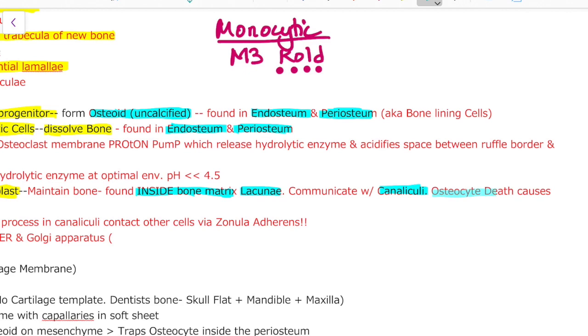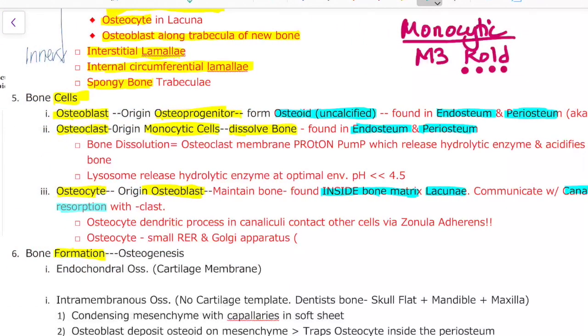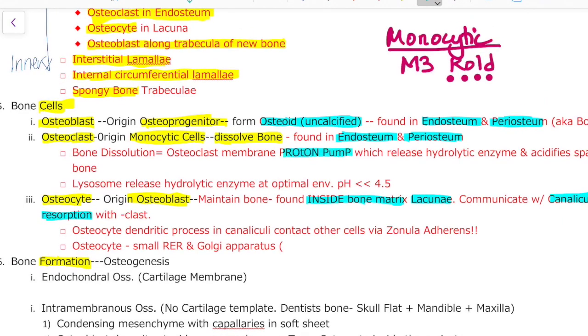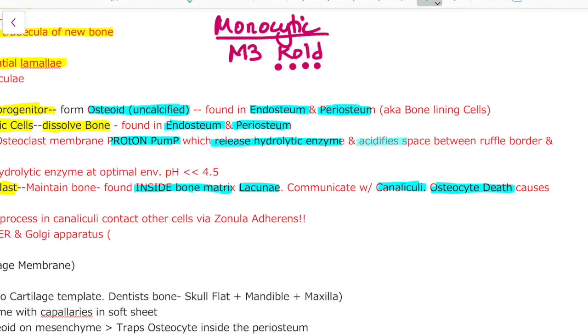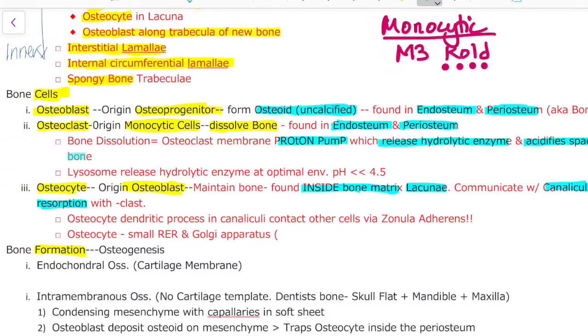And then if you have death of osteocyte, that can also cause resorption of the bone. So you don't really need osteoclast necessarily for bone resorption. So osteoclasts work by they have a proton pump which releases hydrolytic enzymes and basically makes a pool of acid with the ruffled border and the bone. And that pool of acid will basically dissolve our enamel, our bone, and all the proteins that are involved. Lysosomes release hydrolytic enzymes at the pH of 4.5 in these Howship lacunae. That is the term for this, Howship lacunae, and I will show you a picture of that.